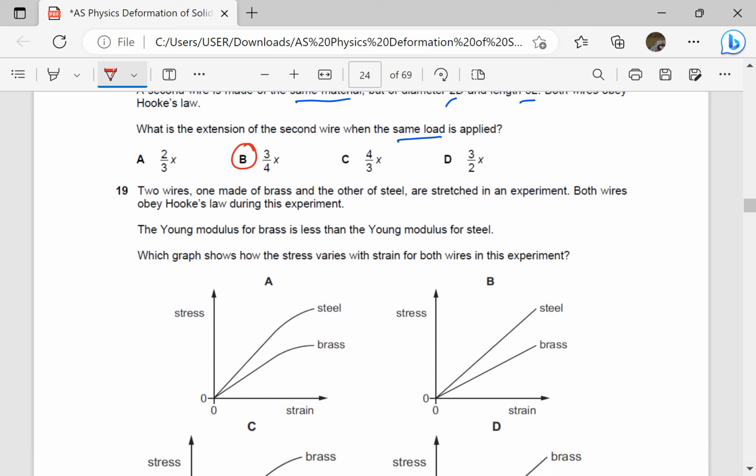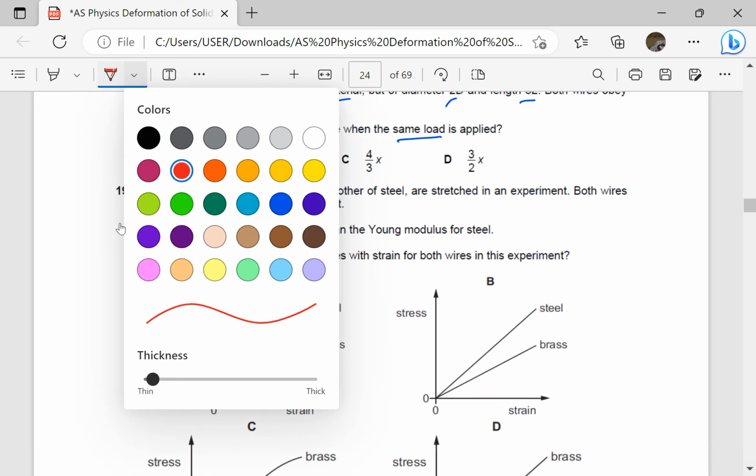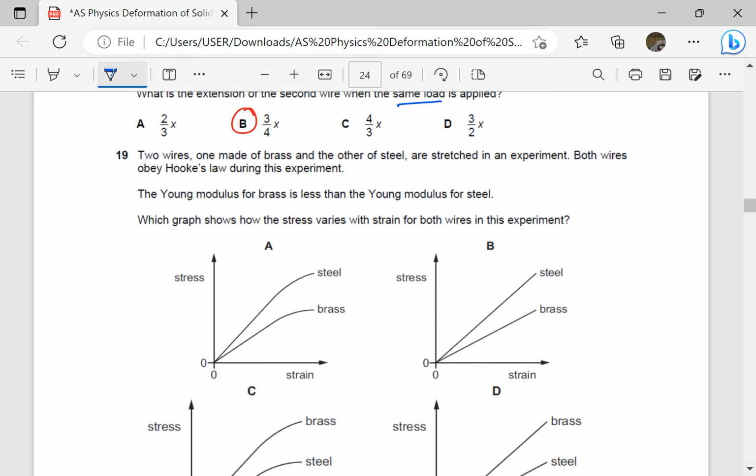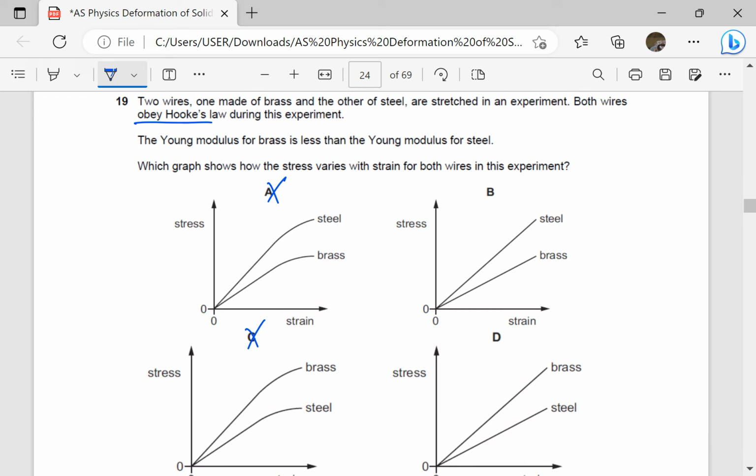Two wires, one made of brass and the other of steel, are stretched in an experiment. Both wires obey Hooke's law. That means they must be straight lines all through. Both wires obey Hooke's law, so A is wrong, C is wrong, because A and C are not straight lines throughout. The Young modulus for brass is less than the Young modulus for steel.